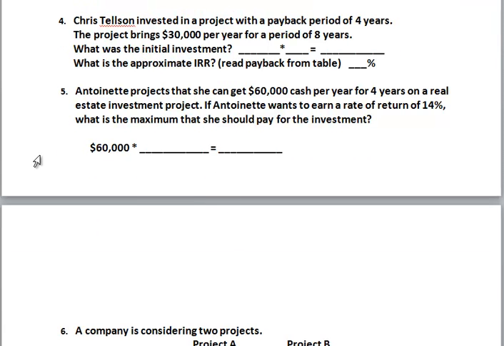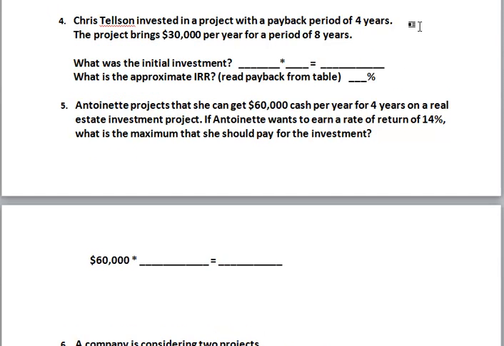The fourth question says that the company invested in a project with a payback period of 4 years. The project brings $30,000 a year for a period of 8 years. What's the initial investment? Basically, if you remember for payback period, your formula for payback period is to take the initial investment and divide it by your annual cash flow.